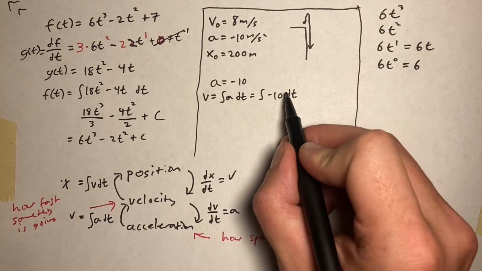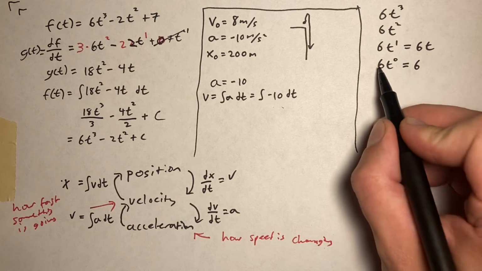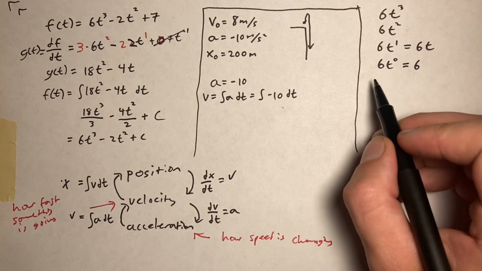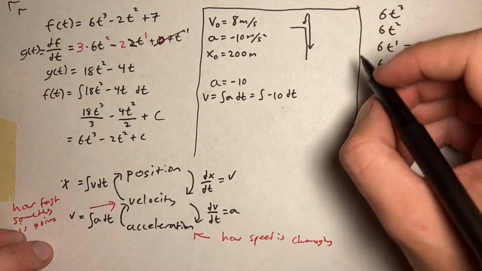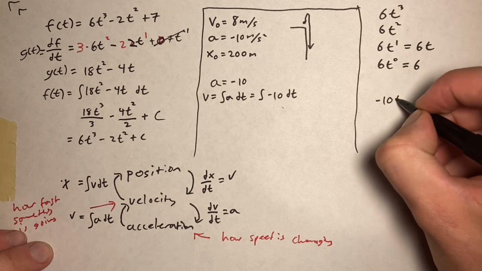Okay. If I take the integral of negative 10 with respect to time, that's equal to negative 10 times t to the 0. Remember, any number just by itself means that number times t to the 0. So this is the same thing as, let's go negative 10 t to the 0.